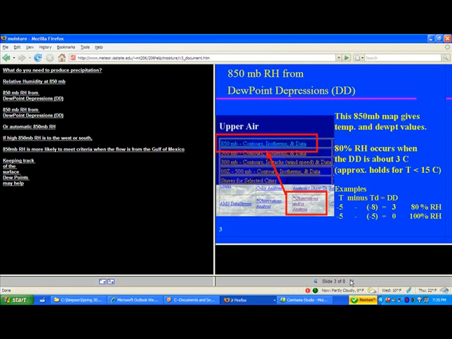Now, one of the things I talked about was looking at dewpoint depressions. The example here is temperature minus dewpoint temperature. Notice what you see on the slide: 80% relative humidity occurs when the dewpoint depression is about 3 degrees Celsius. That holds for temperatures less than 15 degrees Celsius. I think that's too much information for you to recall. So what I'm going to ask you to do is just use the dewpoint depression: if your dewpoint depression is less than 10 degrees Celsius, then that is sufficient moisture.